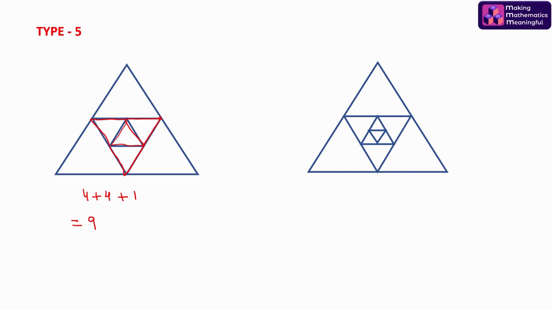So I am sure now you have the answer for this figure. Innermost 1, innermost 2, innermost 3, each will give us 4 triangles, plus 1 for the outer one. So the total number of triangles would be 13 in this case.